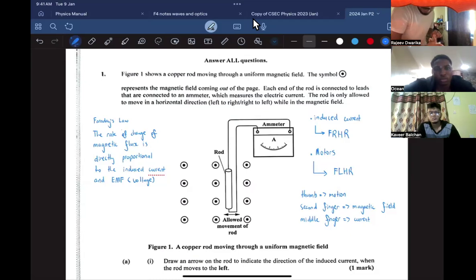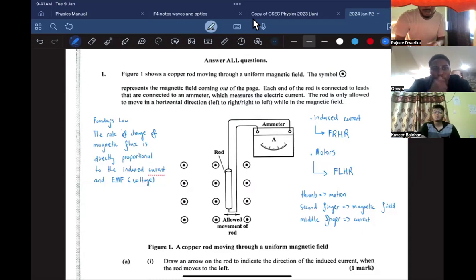So the third finger is current. What direction is my third finger pointing in? Somebody tell me, up or down? Up, right? So let me run this back one more time.